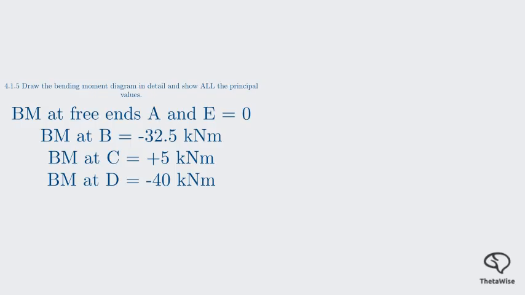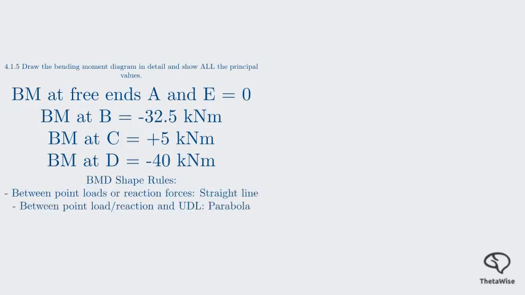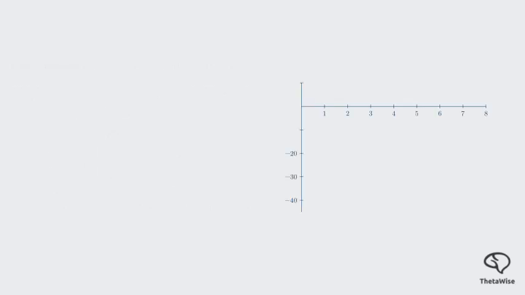Now we need to consider the shapes of the diagram between these points. Between 2 point loads, the BMD is a straight line. Between a point load and a uniformly distributed load, the BMD is a parabola. Let's plot our known values.